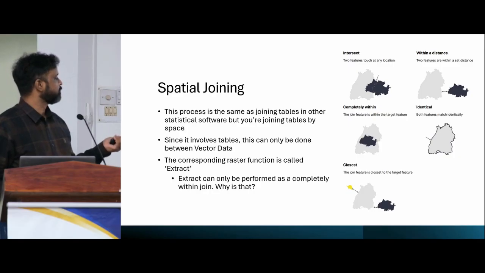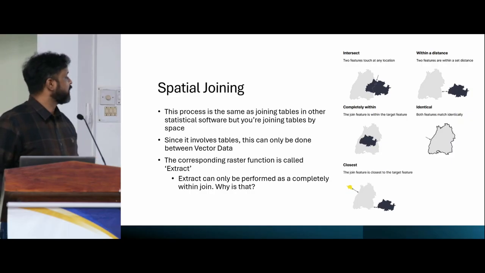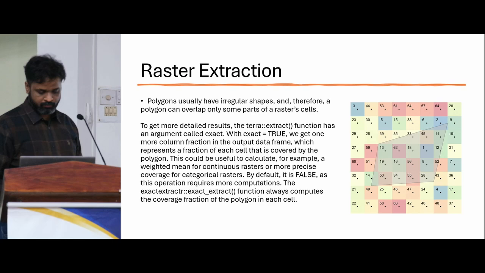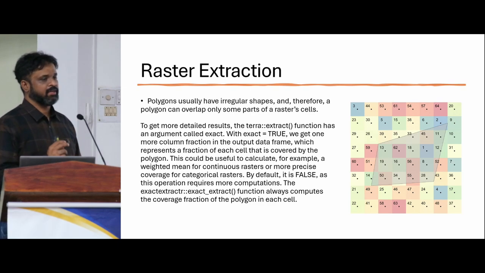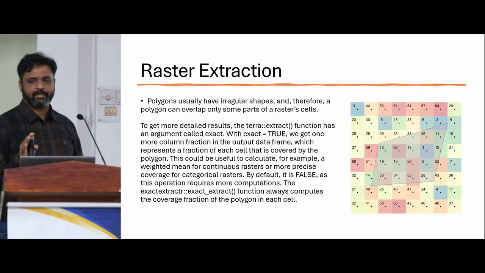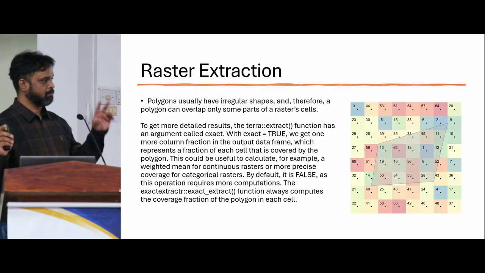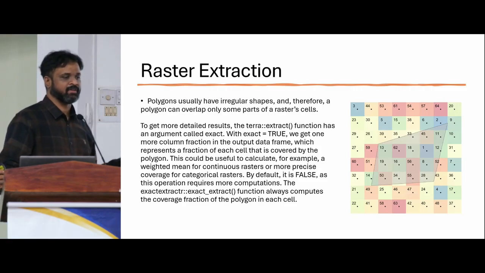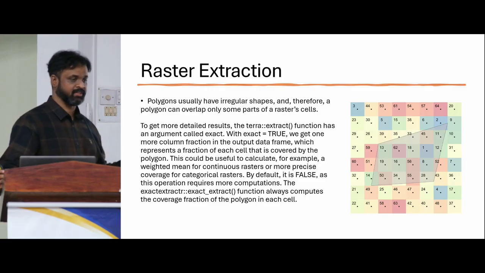Yeah, this is all fine. The corresponding raster function is called extract. So you can do the same thing with raster information, as I'll get to. But what happens is, vector data and raster data don't communicate with each other directly because they're completely different systems altogether. So usually what you have to do is convert one into the other. It's a much less time-consuming process to convert a raster back into a vector. It's a much more time-consuming process to convert a vector into a raster.